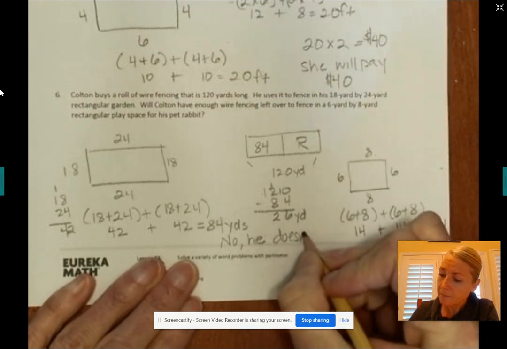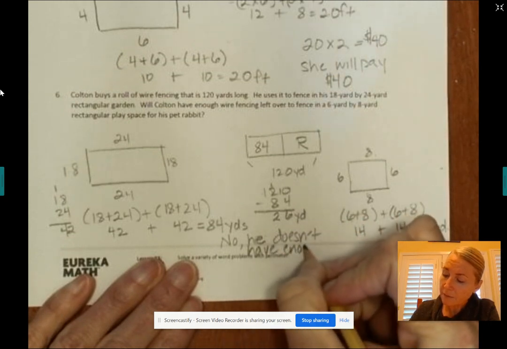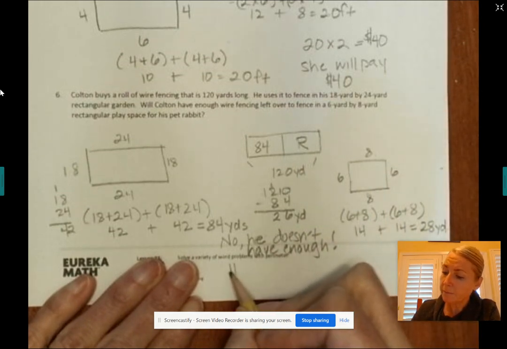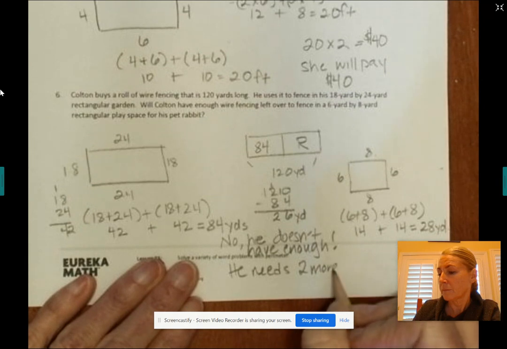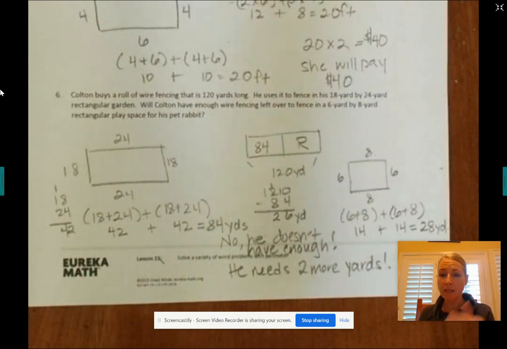He doesn't have enough. He needs 2 more yards. He was close. He just needs to make that little space for that bunny a little bit smaller.